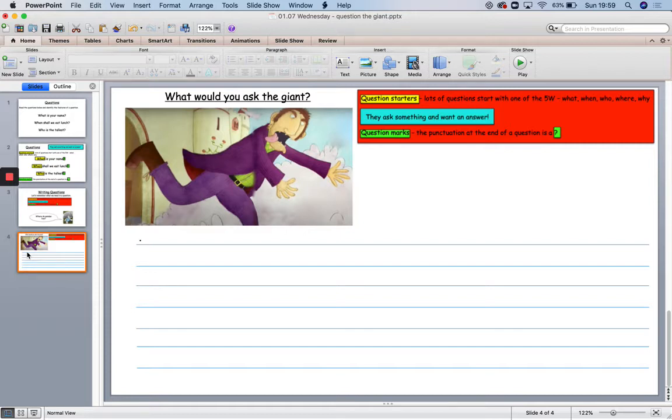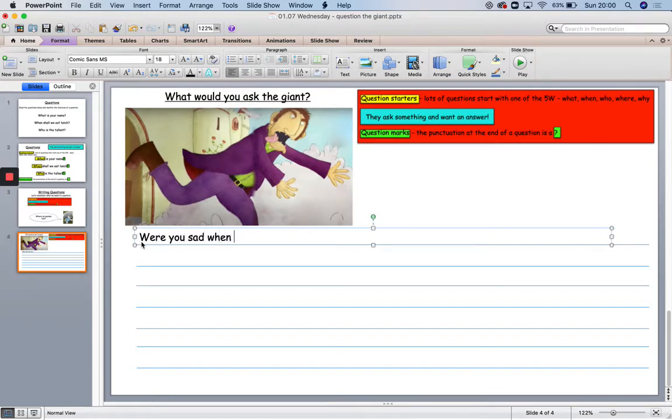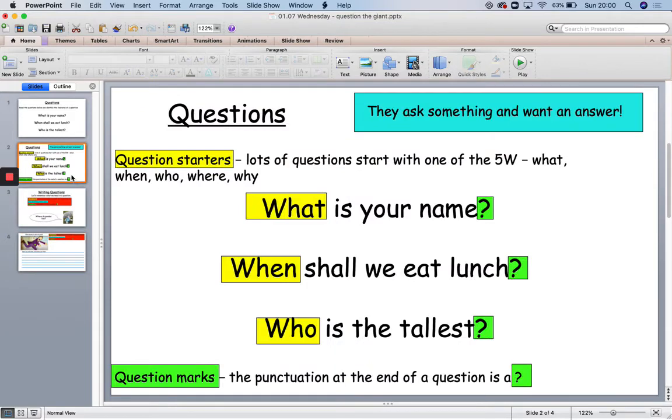You might start it with, I would like to know if the giant was sad when Jack took the hen, sorry. So I might say, right, giant, was he sad? Were you sad? Is how I'm going to start it. Remember my capital letter. Were you sad when Jack stole your hen? And it's a question, so we need to end it with a question mark. Thank you very much for helping.